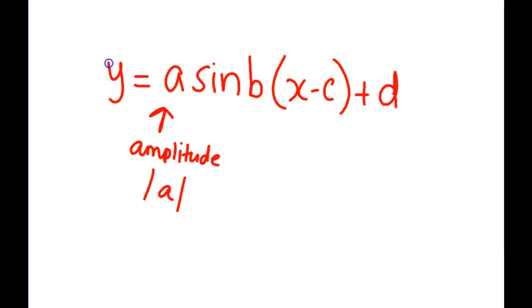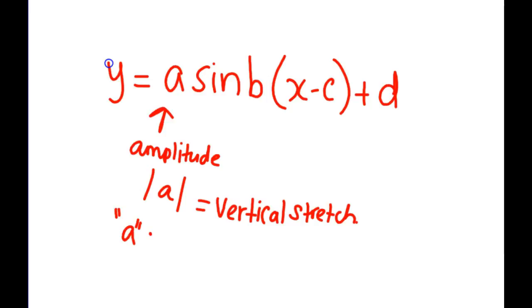We're not talking about the negative because the negative means it's a reflection. But what A is, so just A alone, that is the vertical stretch, right? Because it affects the amplitude. It's making your picture taller. So if A is negative, that is our reflection.